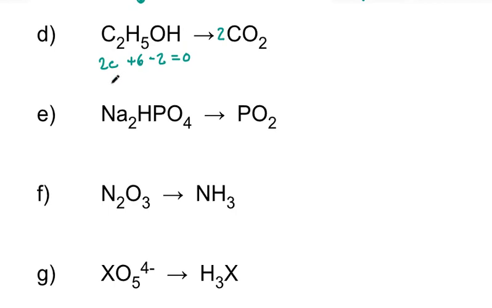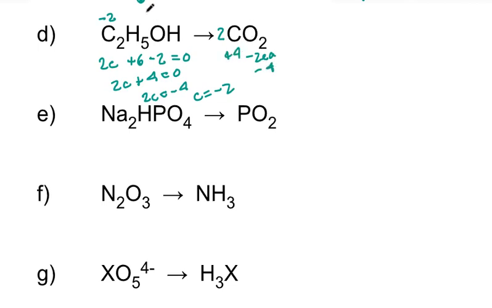2C plus 4 equals 0. Subtract 4 from each side. 2C equals -4. Divide by 2. C equals -2. The oxidation states of the carbons are -2 on the left. On the right, oxygens are -2 each, total of -4, so the carbon must be +4.